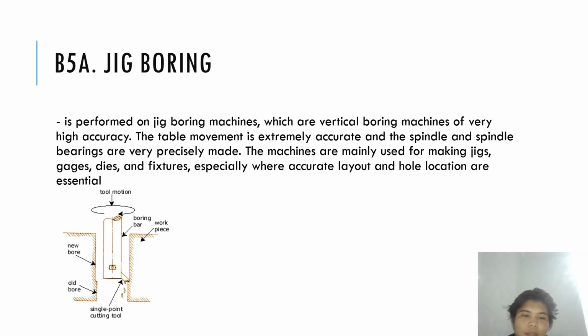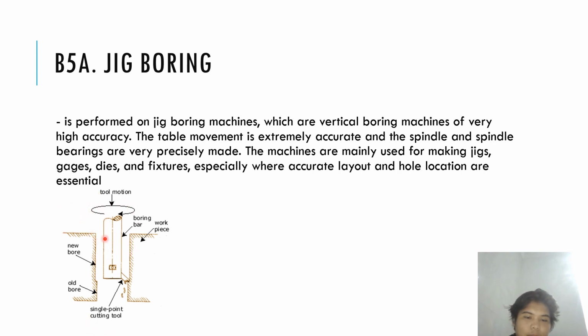Jig boring. Jig boring is performed on jig boring machines, which are vertical boring machines of very high accuracy. The table movement is extremely accurate, and the spindle bearings are very precisely made. The machines are mainly used for making jigs, gauges, dies, and fixtures, especially where accurate layout and hole location are essential. So the tool motion is like this.